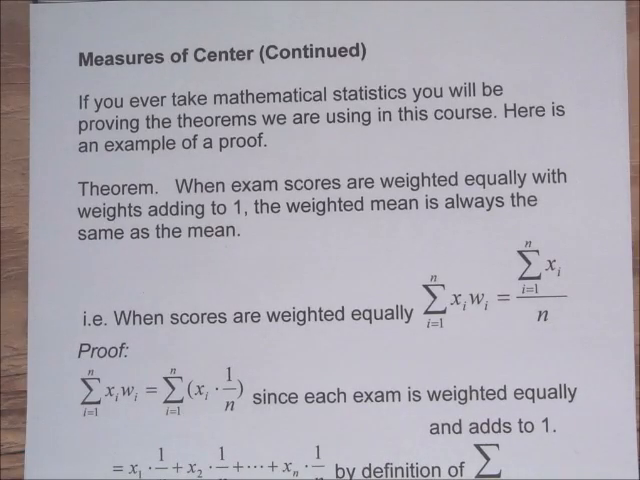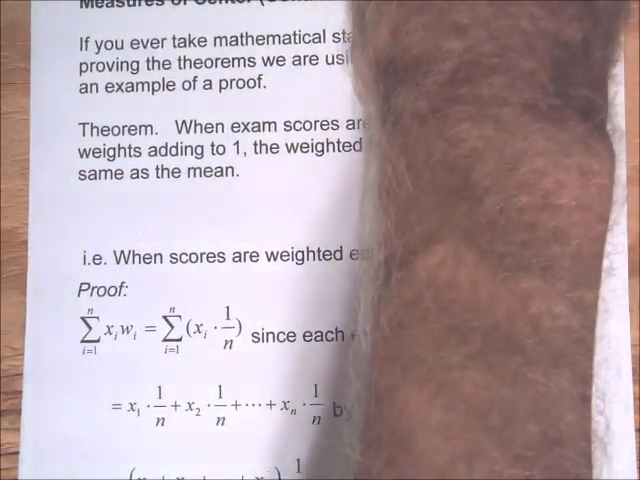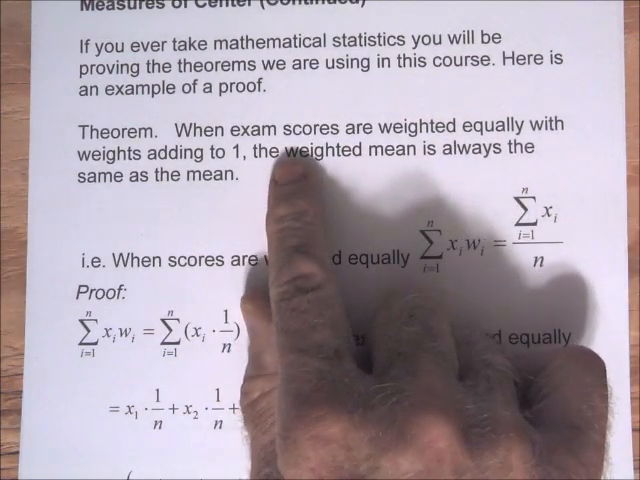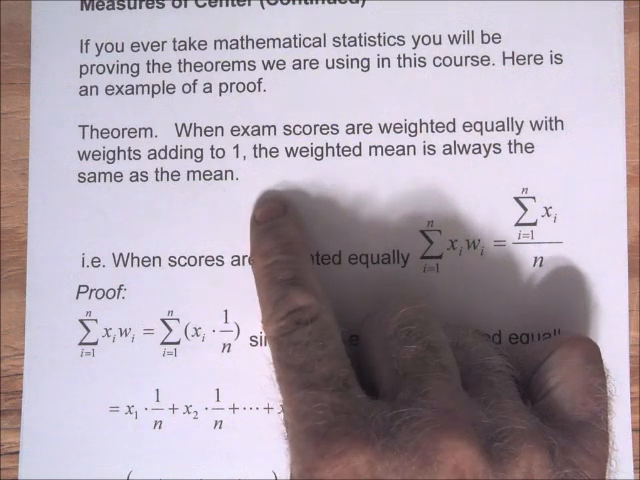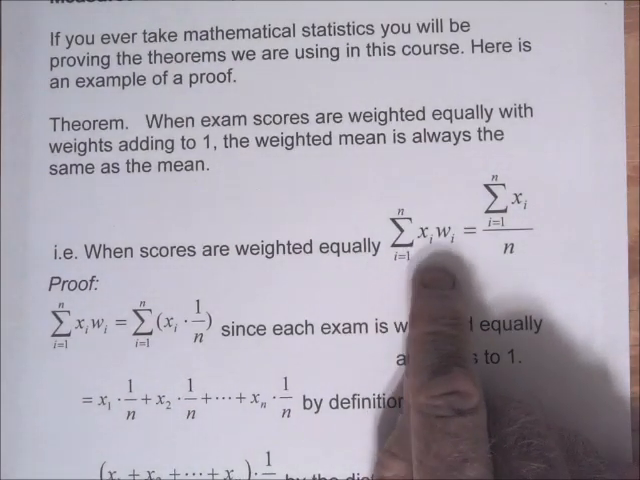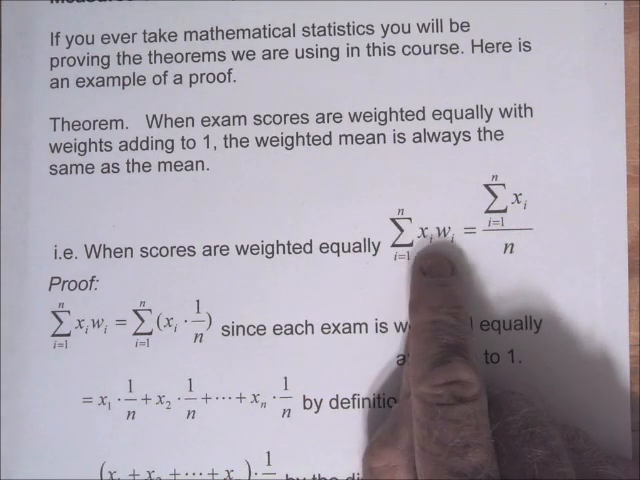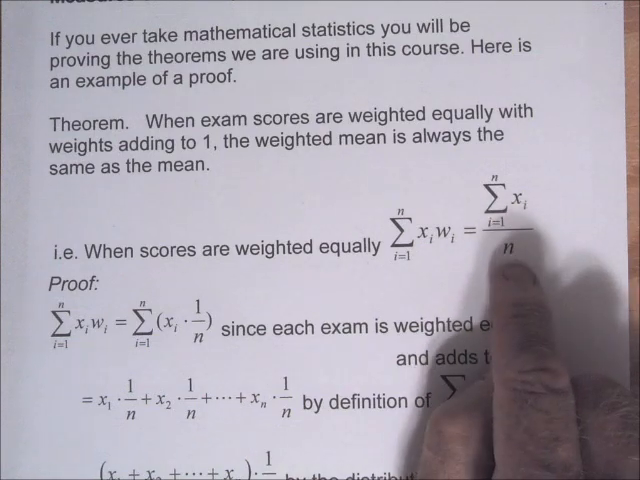Mostly we're going to be using formulas, but in the more advanced statistics courses, you'll be proving formulas. So we'll do a little bit with proofs here, not a lot with proofs, but this theorem says that when exam scores are weighted equally, with weights adding to 1, the weighted mean is always the same as the original mean. In symbols, we want to show that the summation as i goes from 1 to n of x_i w_i is the same as the summation i equals 1 to n of x_i all over n.